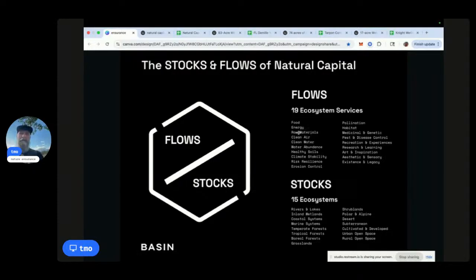People say, I don't want to price nature. It's like, dude, nature is already priced. Food, energy, raw materials, recreation, you pay for it, right? So what about all these other 15, 16 categories? They're just not valued. We're not trying to price it. We're not trying to increase the cost of everything. We're just trying to value it.